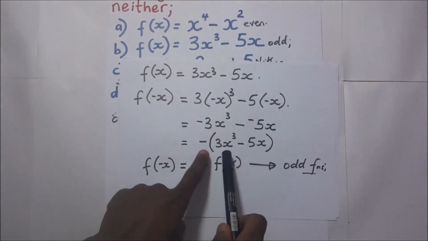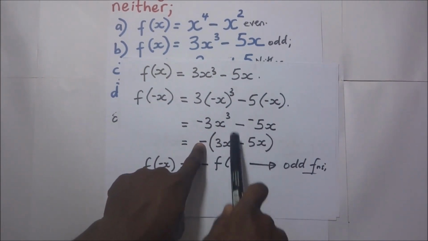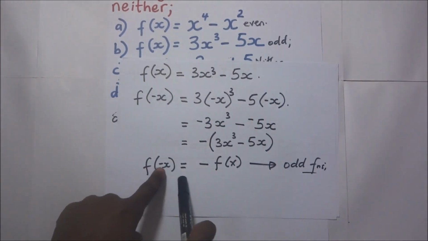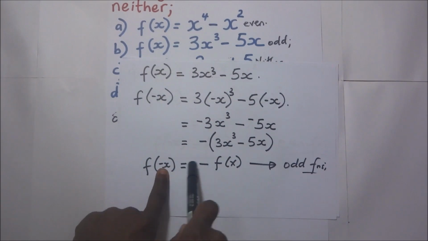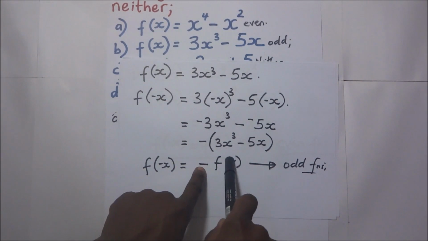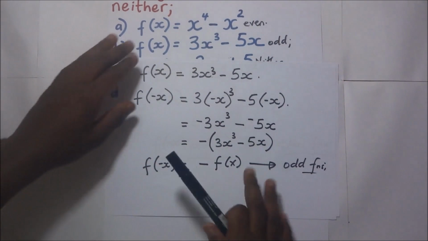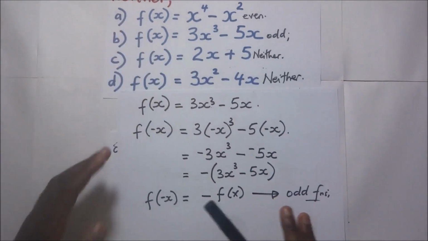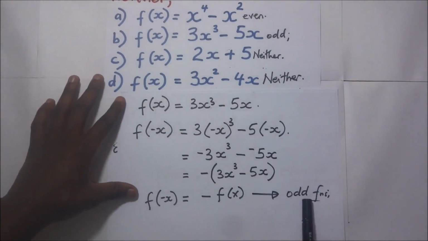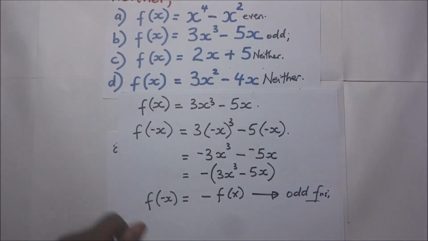If I plug in a negative in this function and work it out, and it comes out that it gives me a negative of the original function, a negative times the original function, then that qualifies to be an odd function. Now, if I work it out like in these last two numbers, and it so happens that neither of these two conditions of the odd function and the even function are met, then that function is neither odd nor even.